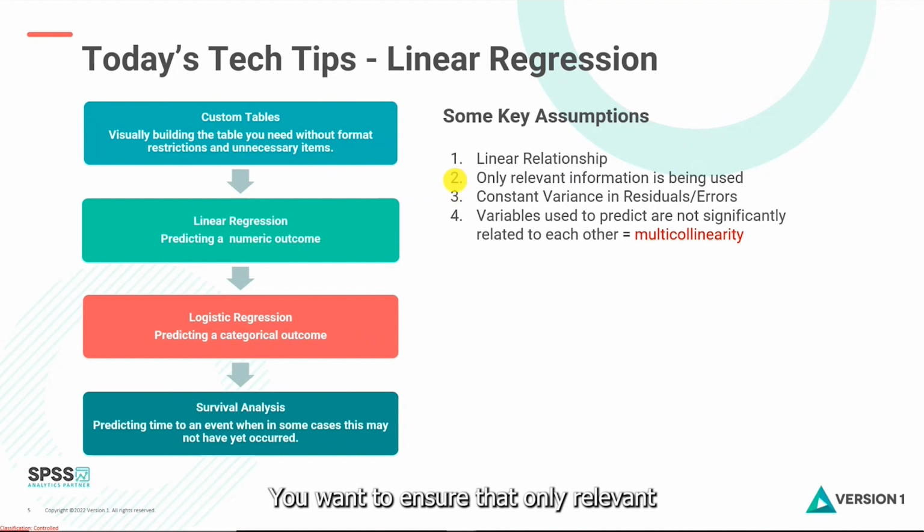You want to ensure that only relevant information is being used. You want to ensure that there's constant variance in residuals or errors, and that the variables used to predict are not significantly related to each other. This is called multicollinearity. Now you can see that multicollinearity is highlighted in red. I've highlighted it red because obviously it's a huge problem. But if we look at these assumptions, it's important to check these.